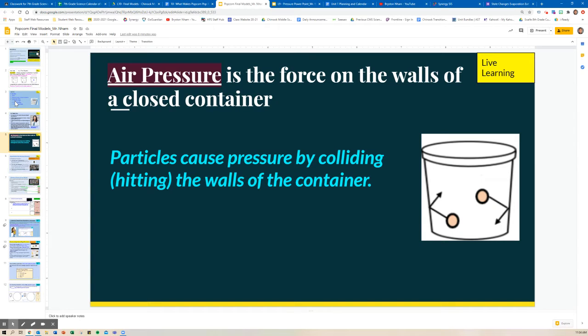Okay. So before we dive into your independent work, we want to make sure you understand certain terms. The first one is air pressure. That is a force on the walls of a closed container. Particles cause pressure by colliding or hitting the walls of the container. When something bounces off the walls, it is creating air pressure within that closed system.